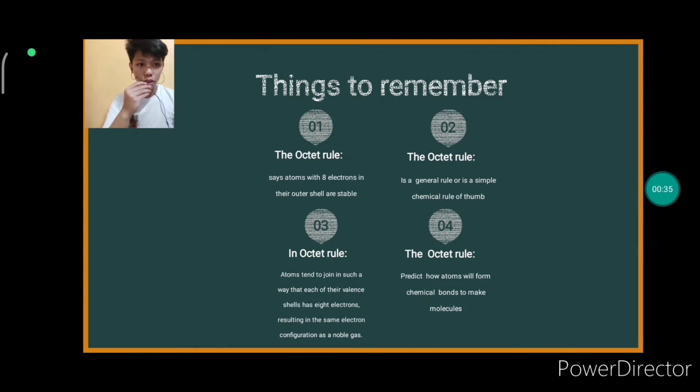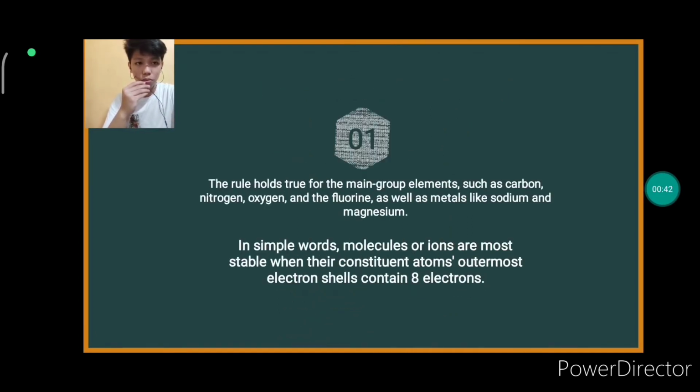The octet rule predicts how atoms will form chemical bonds to make molecules. The rule holds true for the main group elements, such as carbon, nitrogen, oxygen, and fluorine, as well as metals like sodium and magnesium. In simple words, molecules or ions are most stable when the outer electron shells of their constituent atoms contain 8 electrons.